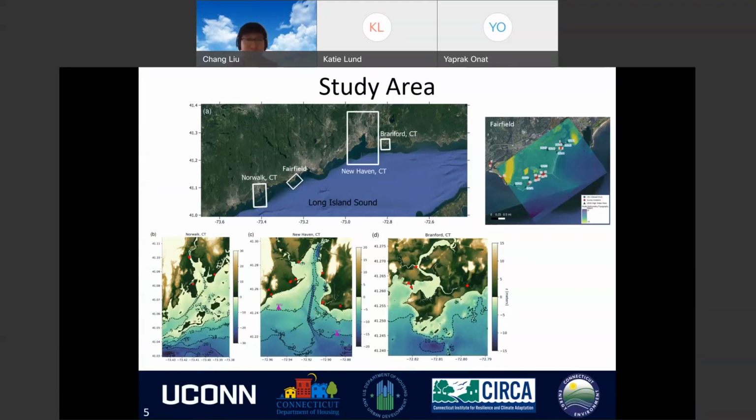And here are the bathymetric maps of the model domain. We included Norwalk, New Haven, Branford, and Fairfield in this work. And all of these red and blue points inside the map indicate a max total water level measurement taken during Hurricane Sandy that we will compare our modeled results with.